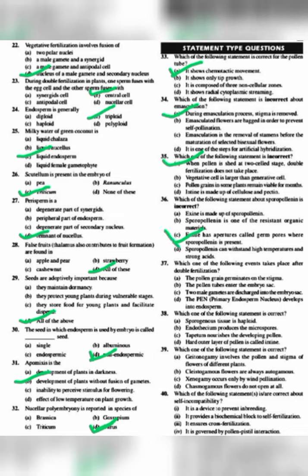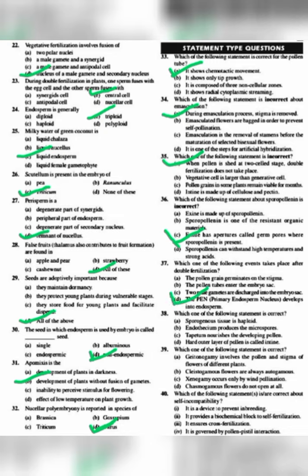37. Which of the following events takes place after double fertilization? A. The pollen grain germinates on the stigma. B. The pollen tubes enter the embryo sac. C. 2 male gametes are discharged into the embryo sac. And D. The PEN, that is the primary endosperm nucleus, develops into endosperm. So 37, what we know about this one? Double fertilization forms a diploid zygote nucleus and a triploid primary endosperm nucleus, that is PEN. After that, the two products of double fertilization, that is zygote and PEN, develop into embryo and endosperm respectively. So 37, it is coming D.